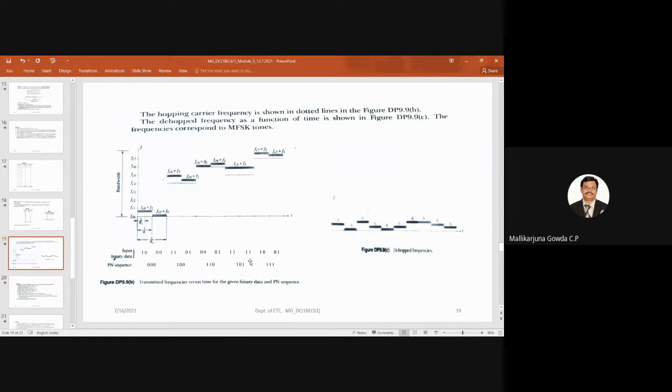The next hopping frequency is FC5, and the MFSK symbol is F3, so FC5 plus F3. Two symbols are of 1 1 only, so it is F3. That is why it is on the same line. Then the hopping frequency is FC7, and your MFSK symbols are 2 and 1, so FC7 plus F2, then FC7 plus F1 is written. Hope this diagram is clear.